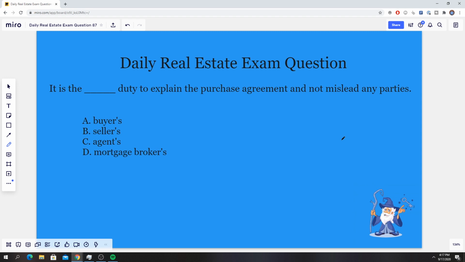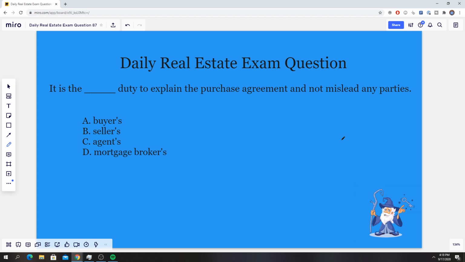So today's question has to deal with sale contracts, more specifically a purchase agreement. So let's see what the question states. It is one of the fill in the blank questions, and it says, it is the blank duty to explain the purchase agreement and not mislead any parties. And it goes ahead and gives us four options. A, buyers, B, sellers, C, agents, D, mortgage brokers.